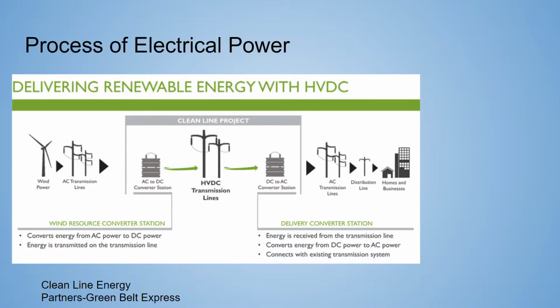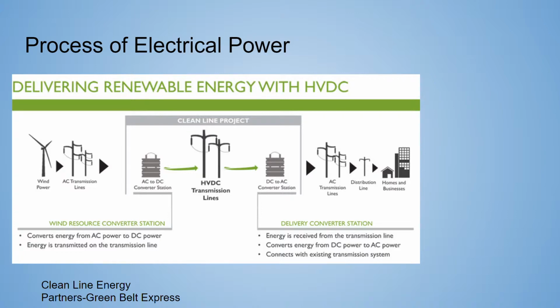So first it starts off with the generation, which is wind power. Well, this example is wind power. You can have hydroelectric. You can have different types of generation. And what it does is it converts AC power to DC power. The energy is transmitted on the transmission line, meaning that once it hits the AC transmission line it is converted to DC, then the HVDC transmission lines carry it over long distances, usually with minimal loss.